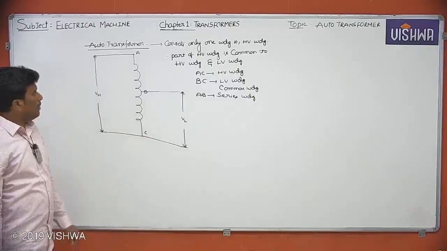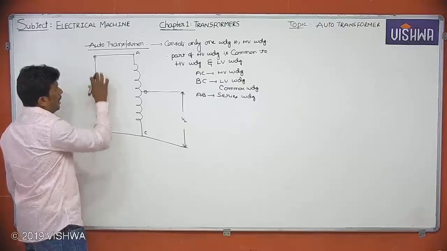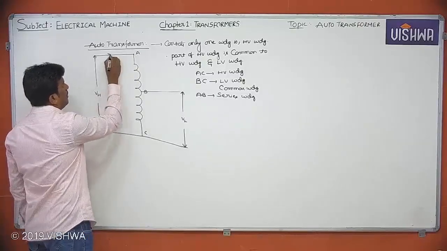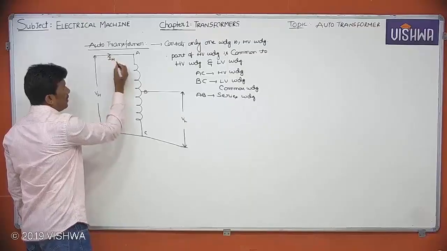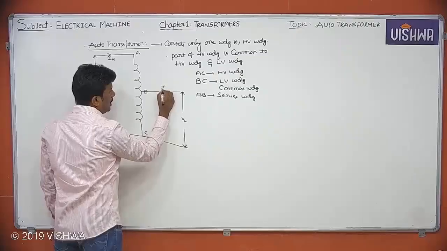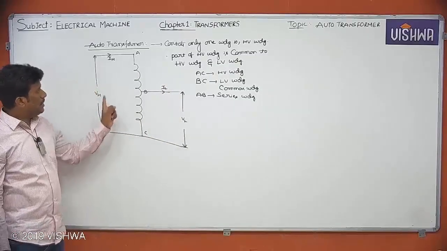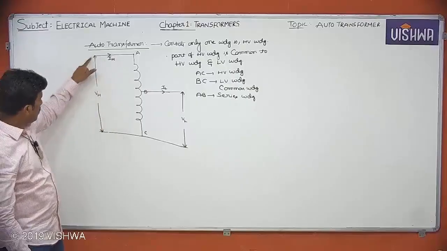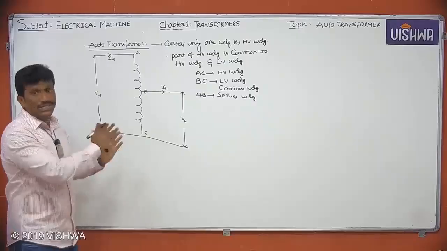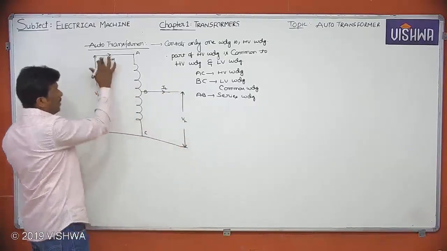Observe clearly, here I am having only one winding. AC is the high voltage winding, and across AC the voltage is VH, high voltage, and let me show the current IH here. This is VL, low voltage. Let me show the current IL. It is an auto transformer having high voltage on this side, low voltage on this side, which means I can take it as a step down auto transformer.